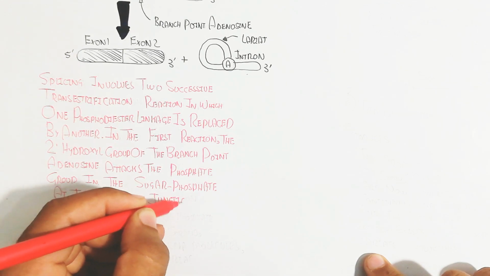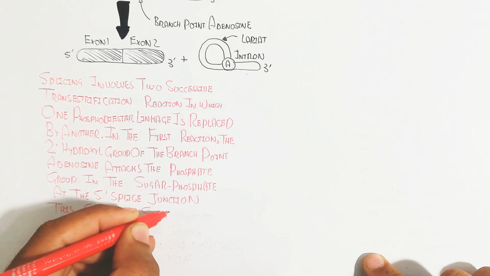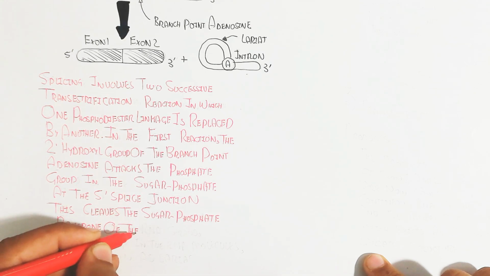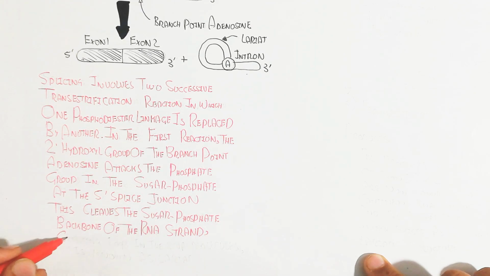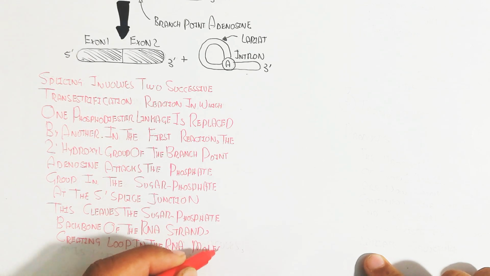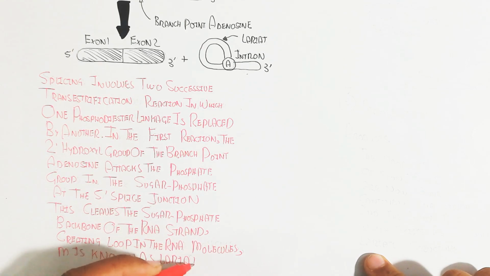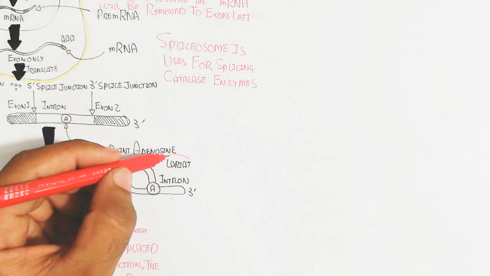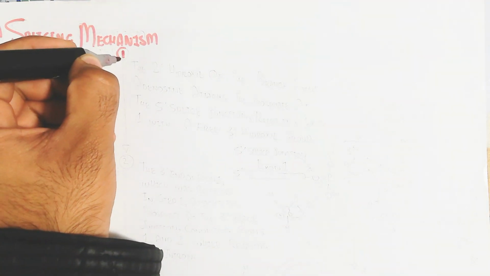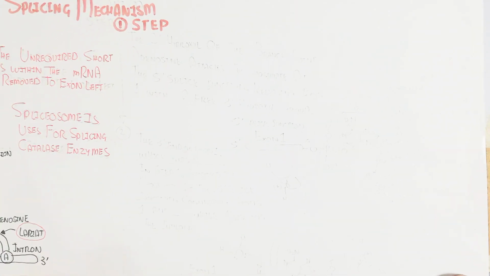So remember, let's understand it in detail. This was the theoretical explanation. You will not understand completely, but let's begin to understand step by step. So this is the sugar phosphate backbone of the RNA strand, creating a loop in the RNA molecule known as a lariat here. So let's begin to understand step 1 of the RNA splicing mechanism. How is it possible? Let's see via a diagram.